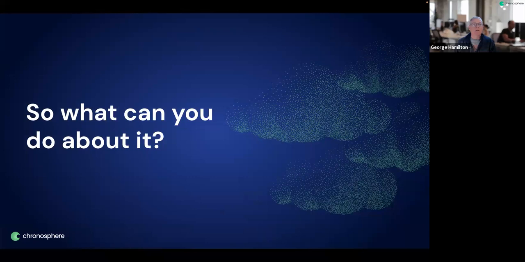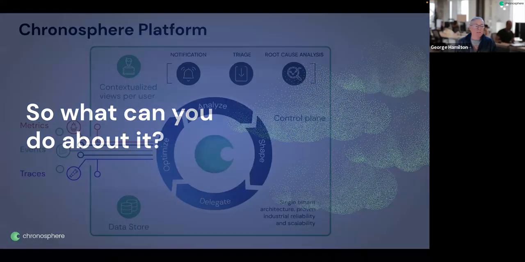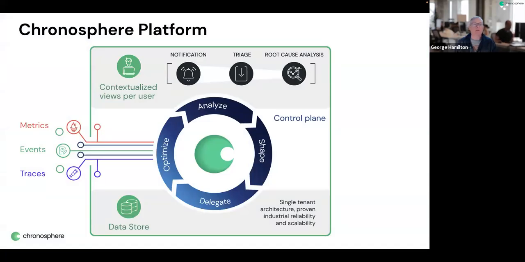So what can you do about it? And that's what we're all here for, right? If you weren't aware of these three things before, you certainly are now. And then what are some of the things that you can do about it? So we want to talk a little bit about the Chronosphere platform and show you a couple customer examples and see what the actual changes were.